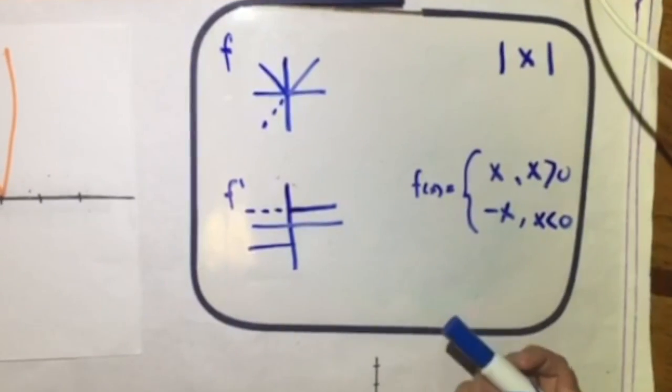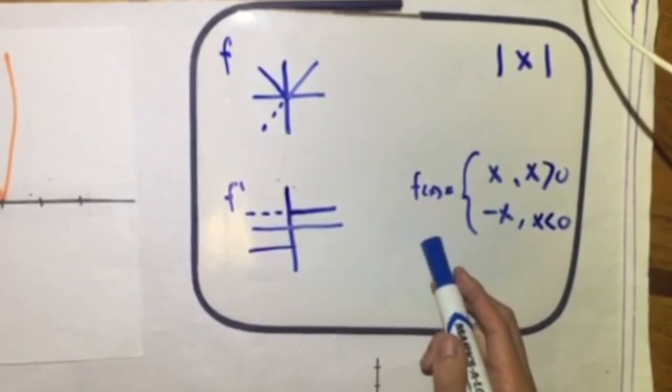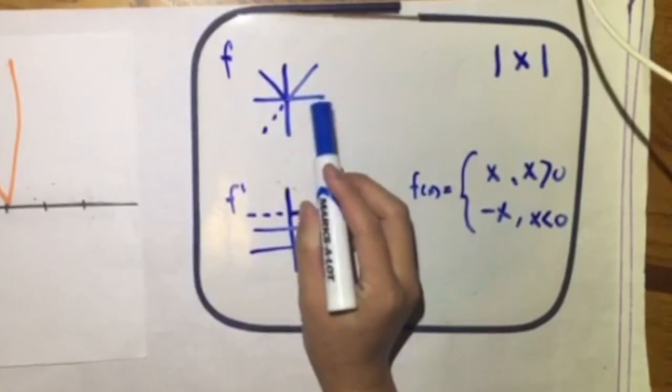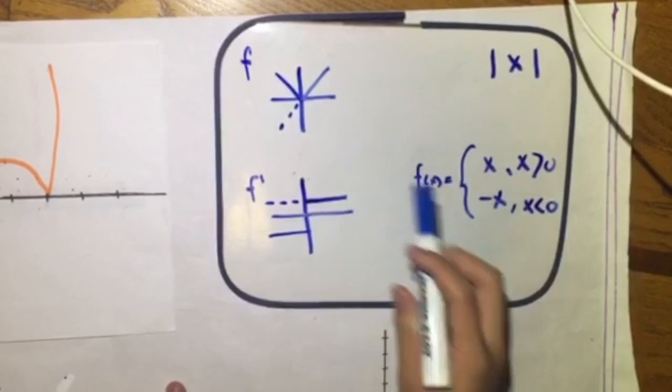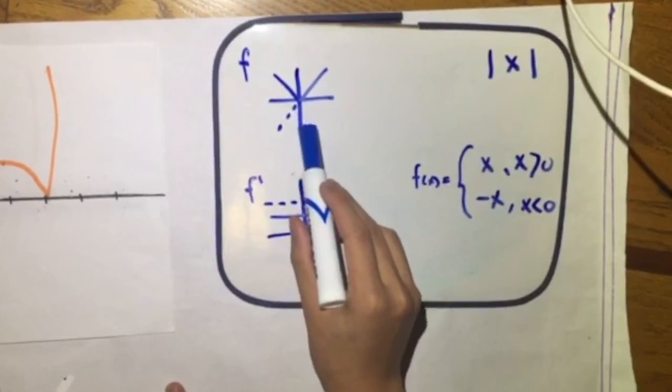Now, alternatively, you can also see the absolute value function as a piecewise function, where when x is greater than 0, the function is equal to x, and when x is less than 0, the function is equal to negative x.